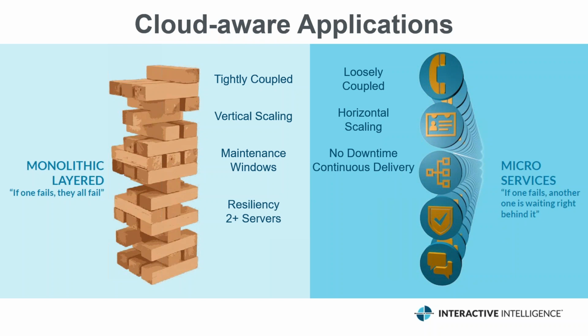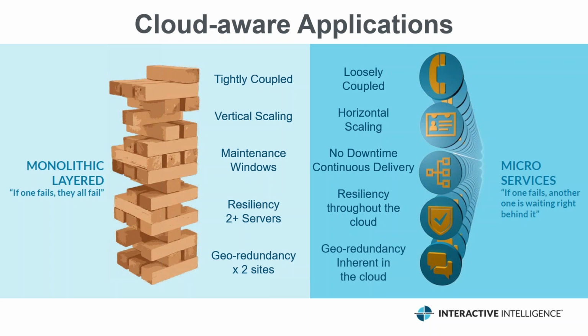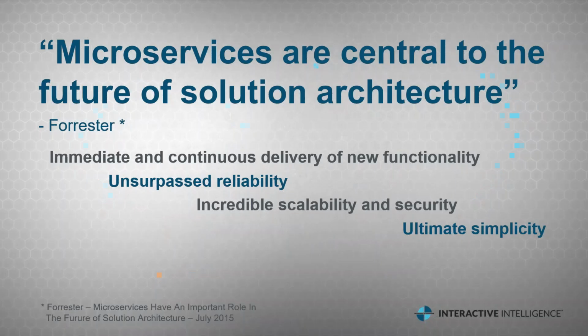Instead of resiliency by adding additional servers on site, you have resiliency throughout the cloud. So a lot of these cloud platforms provide automatic resiliency out of the box just by hosting your application up there. And instead of having your applications geo-redundant in 2 data centers, these cloud platforms are inherently geo-redundant as well. If you spin up an application, most often than not, that is replicated to 3 or 4 different locations. So if one particular location fails, then the others can still deliver. So there's a lot of advantages of having those cloud-aware microservices applications.